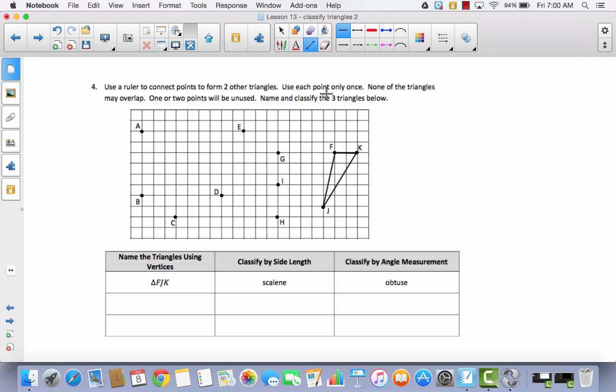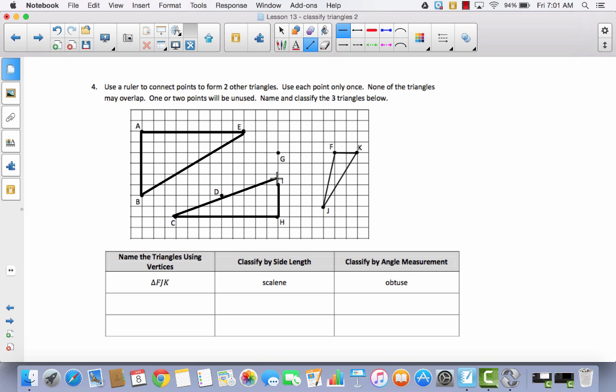Let's connect these together just because that way we will have the same information, okay? So I want you to go ahead and use a ruler to connect A to E, and let's connect A to B and B to E. So let's make triangle ABE, and then let's do triangle IHC.